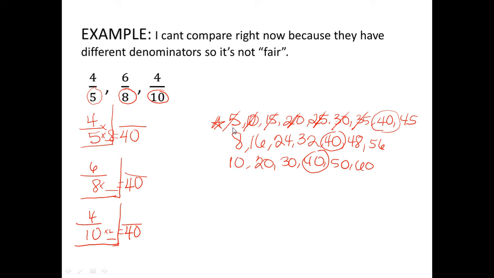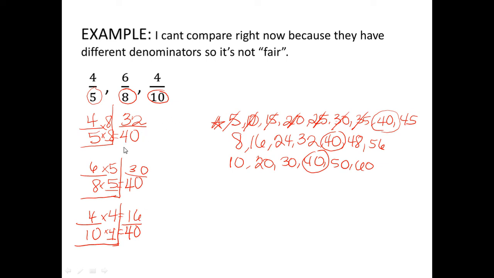Alright, 5 times 8. It's the first, second, third, fourth, fifth, sixth, seventh, eighth number in the list. Whatever you do to the denominator, you have to do to the numerator. And so you also have to do 4 times 8, which is 32. 8 times 5 is 40, so then you have to do 6 times 5 as well. You get 30. 10 times 4. And then you also have to do 4 times 4 is 16.